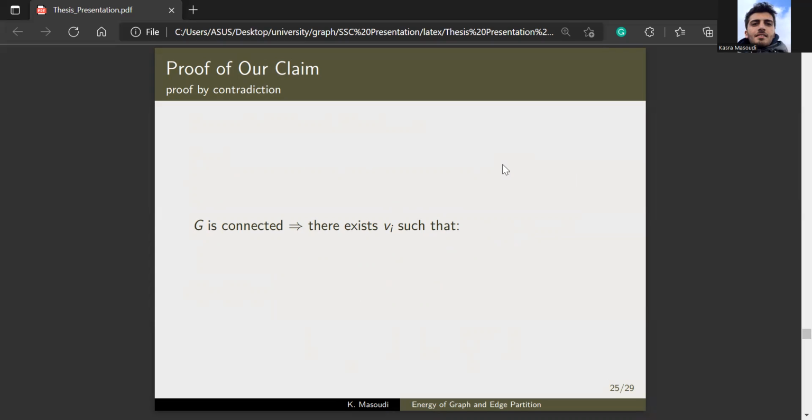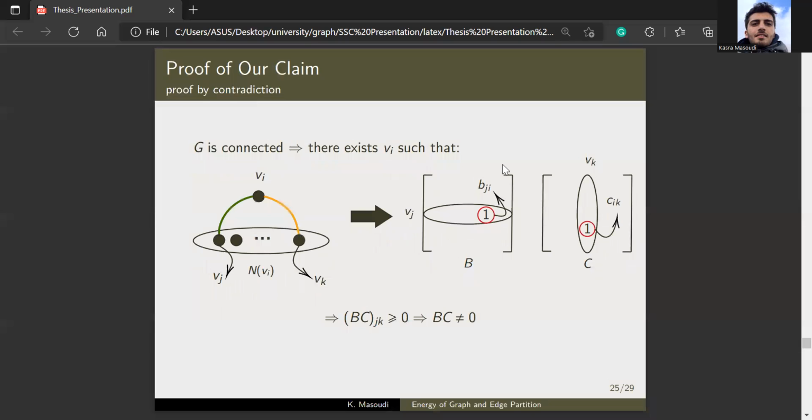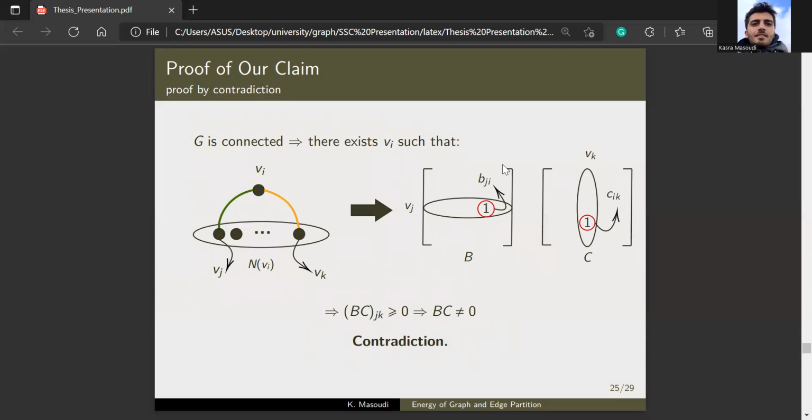So there must exist a vertex Vi that is adjacent to a vertex Vj in H and also is adjacent to a vertex Vk in K. So Bij and Cik are both 1. So Bjk is more than 0 and non-negative. So BC is not equal to 0. And we have a contradiction and we proved the main claim for K equal to 2.